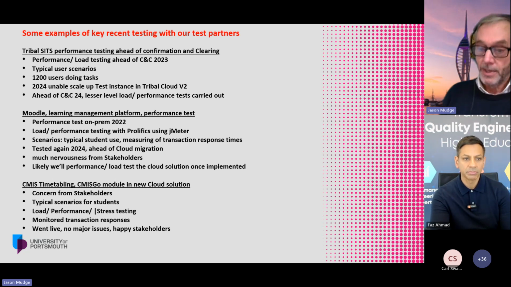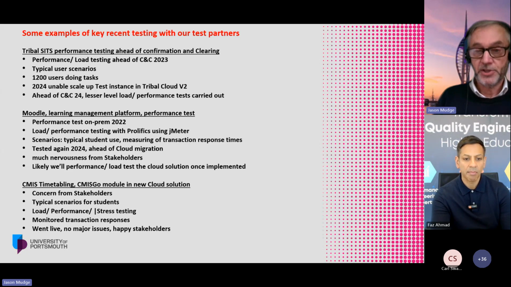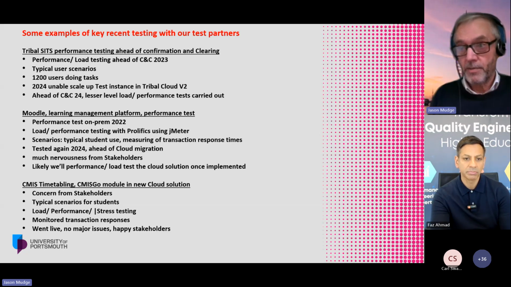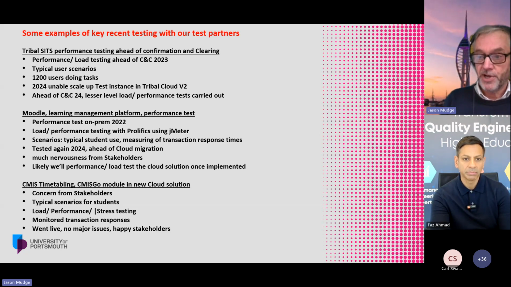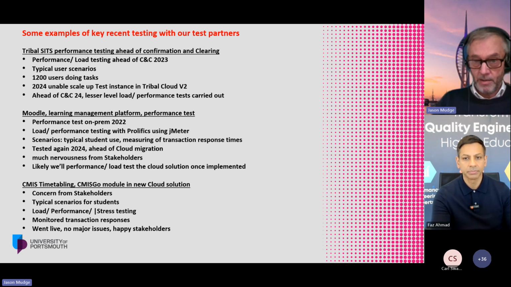It just has to be there, and it has to be performant during events like confirmation and clearing, when you take, I don't know, 50% of your revenue in as a university in a really short time. So absolutely, testing of that is key. We've performance load tested this for a few years now, working with Prolifics.